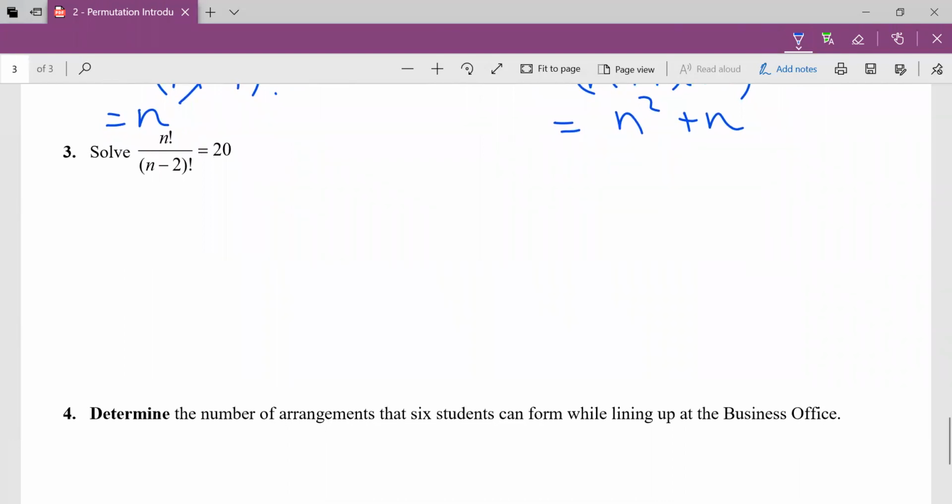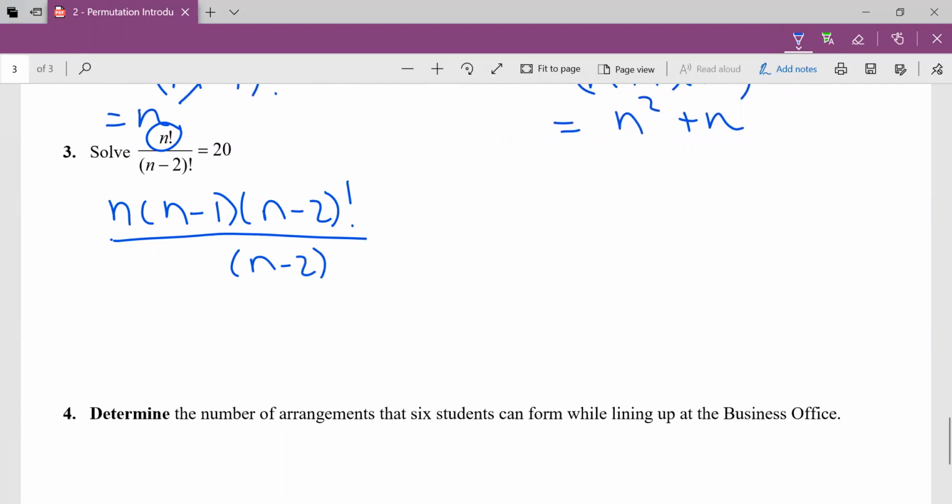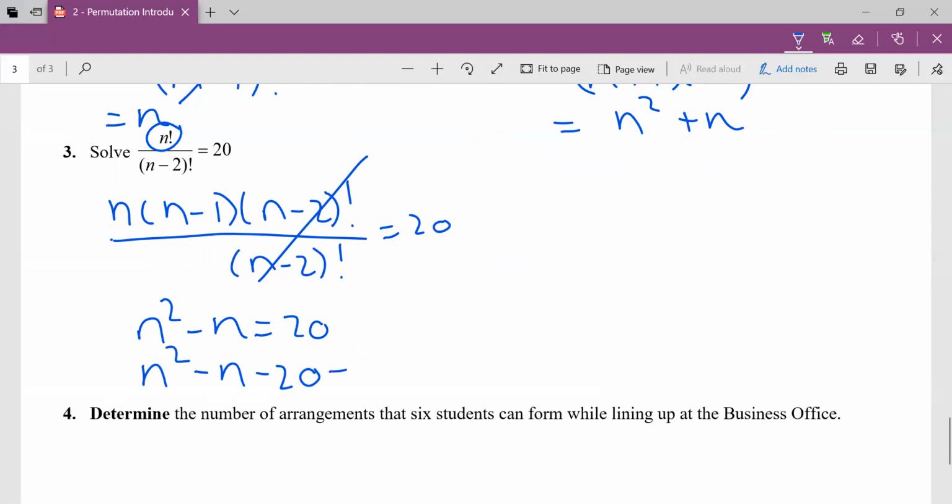Okay, number 3, solve. Okay, well, here's this n factorial again. So I'm going to expand n factorial until I see the term in the denominator. There it is, right? Equals 20. These divide. Now I'm going to distribute. So this is n squared minus n equals 20. Hey, that looks like a trinomial. So I'm going to bring over the 20. Make sure you write equals 0.